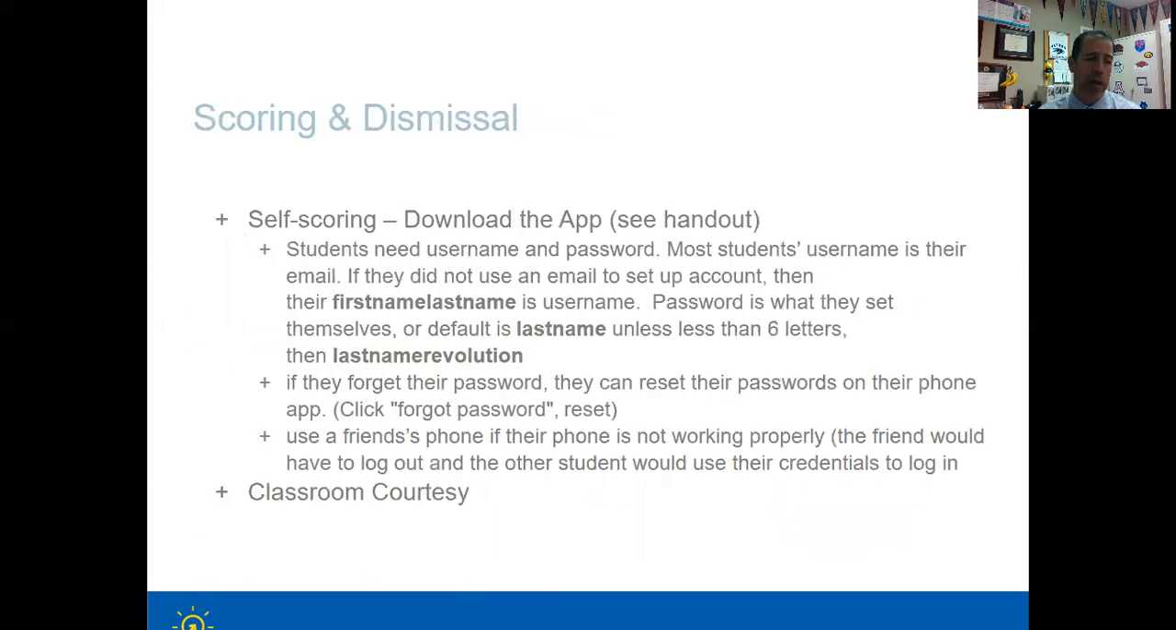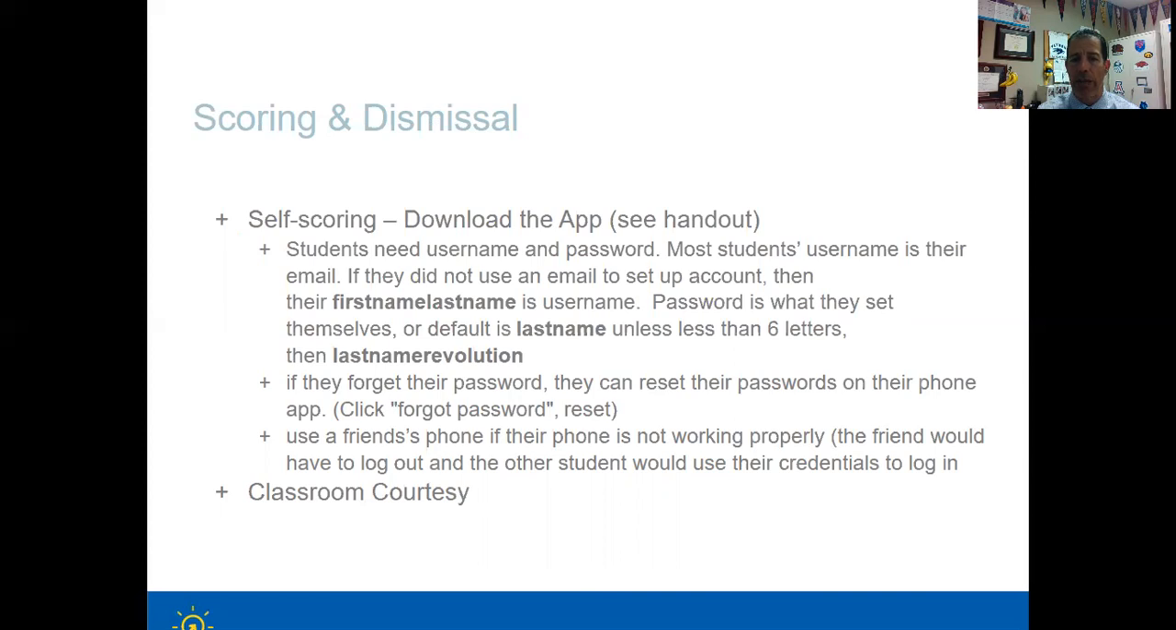In terms of scoring and dismissal, you want to make sure that they've downloaded the app ahead of time. I usually will announce that when they first walk into the room: hey, have you downloaded the app? If they have not, have them do that right away. They're going to need their username and password, which was probably set up when they set up the account. If not, you should have a roster in your hand that's given to you by Revolution Prep.